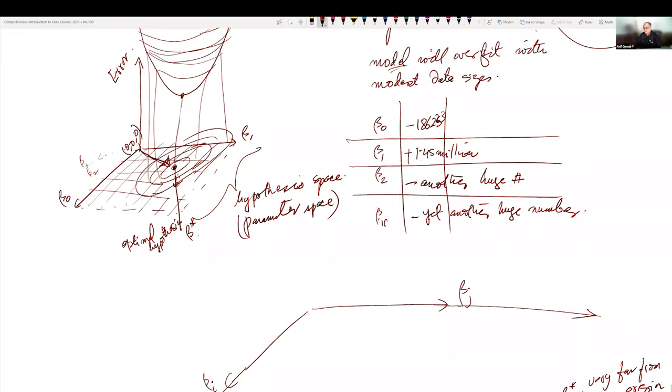Does it make sense, guys? This will be like minus one, like plus 1.45 million. The coordinates would be that. And maybe if this is something else, big values. And this will be a huge distance.